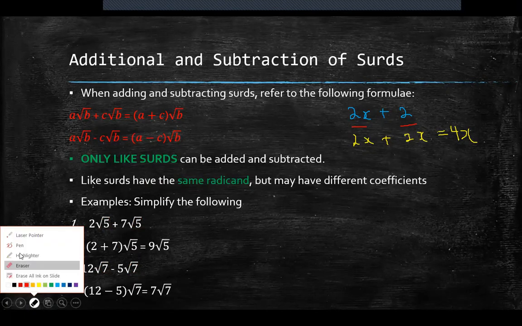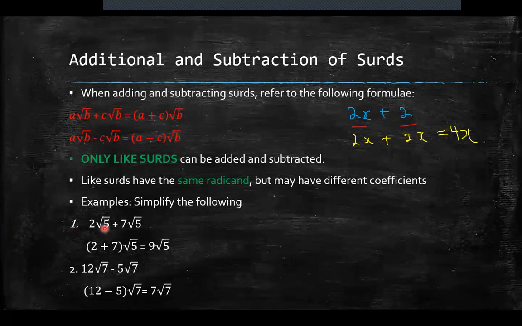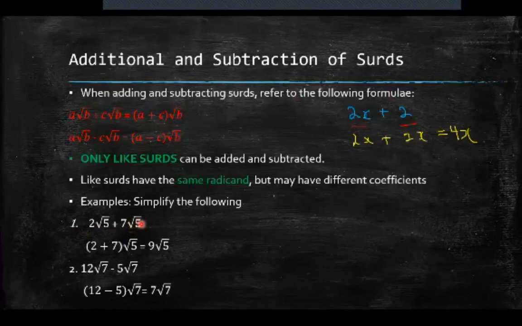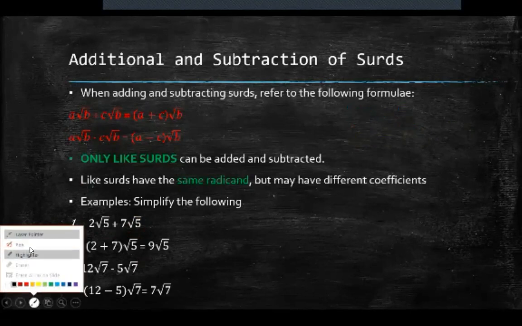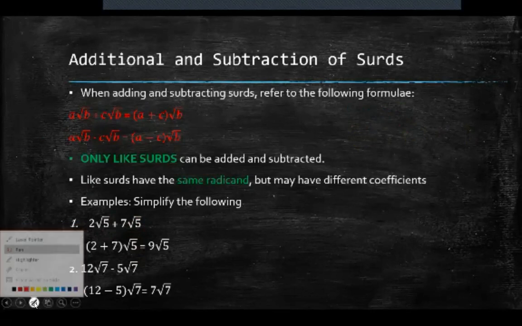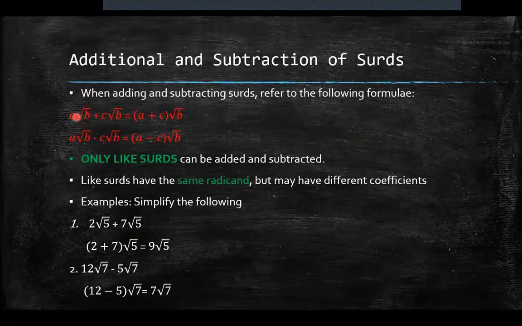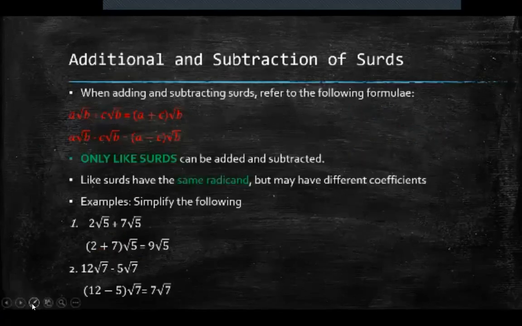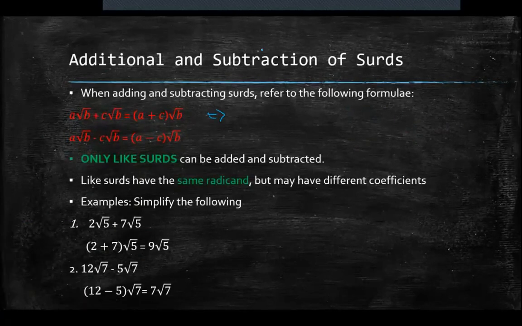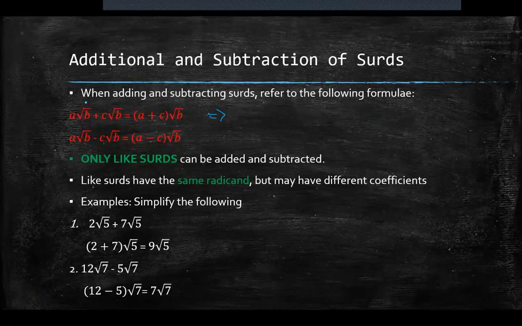So, simplify the following. I give you 2 square root of 5 plus 7 square root of 5. Hold on, let me just clear this whole thing. Looking at the rule here, it says that a square root b plus c square root b is equal to a plus c square root b. So now the question is, how exactly did they get that? If I wanted to factorize, right, I could say, okay, a square root b and c square root b, both of them have square root b in common.